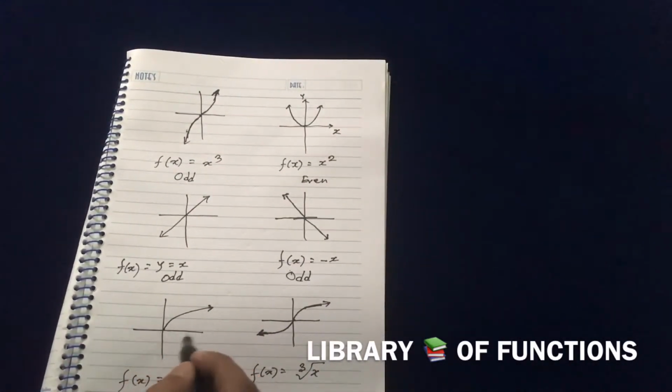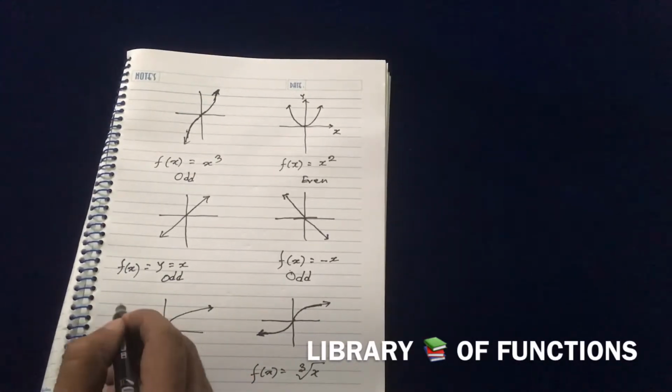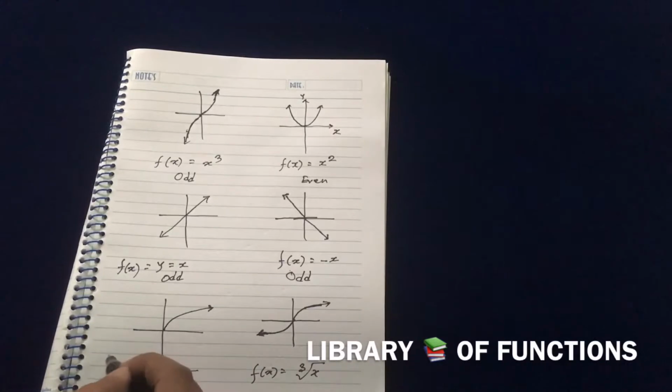See, there is no symmetry here actually. There is no line here for the symmetry, or on this side also. There is only one part, you can say this is like half of the thing. So there is no symmetry here, there is no reflection here, so this is actually a neither function.